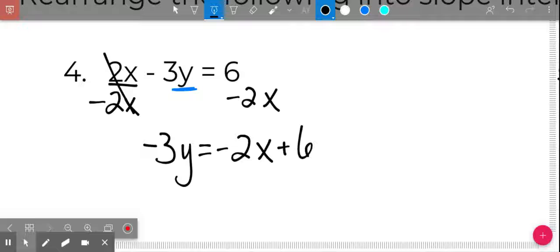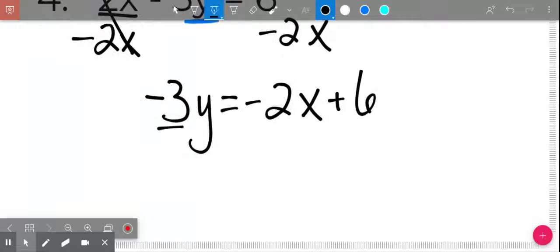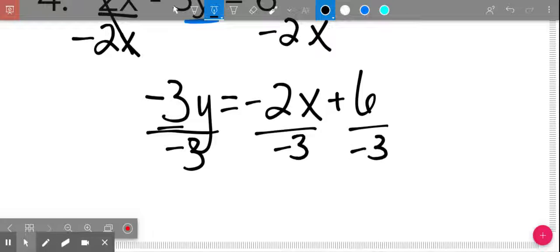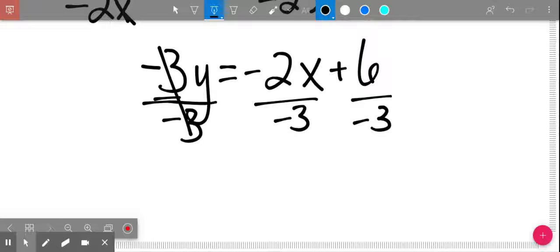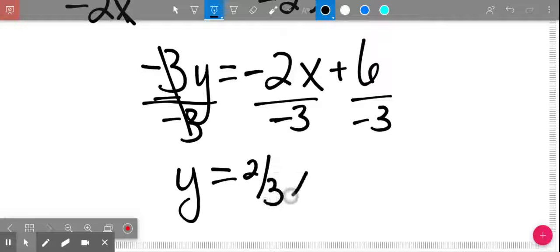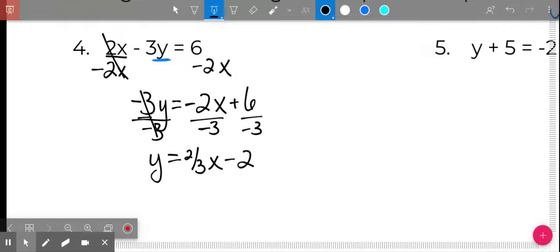From here, we have to get rid of this -3. So to do that, we're going to divide out the -3. And that means we have to divide everything by the -3. That cancels out. I have y is equal to. These two negatives cancel each other out, so I'll have 2/3 x. 6 divided by -3 gives me -2.